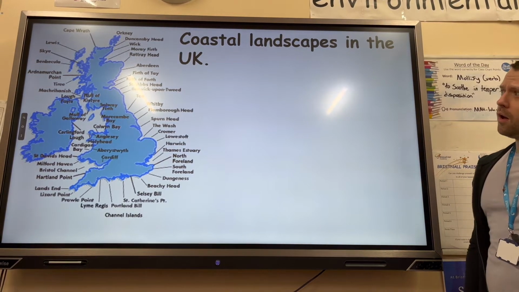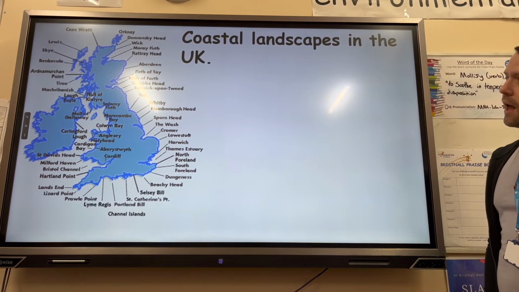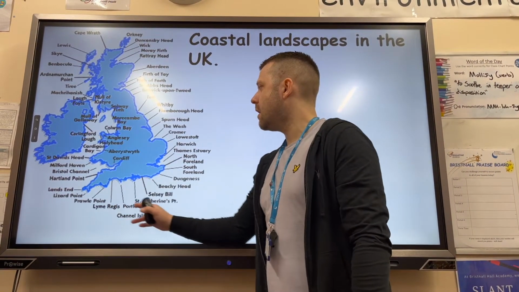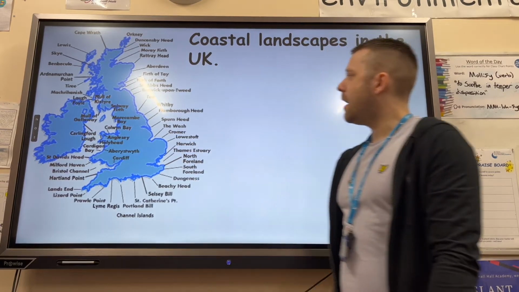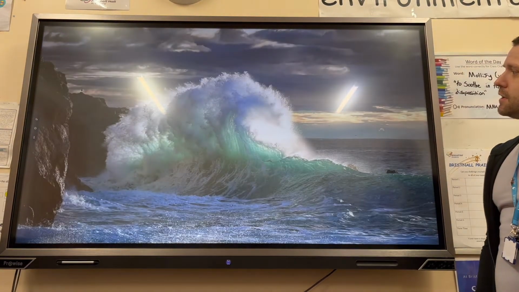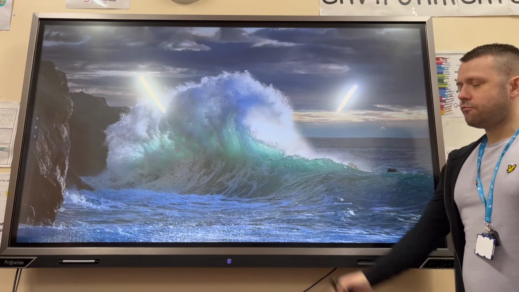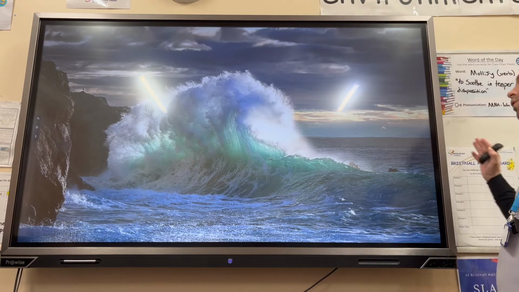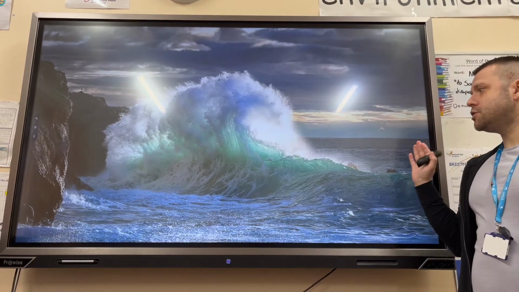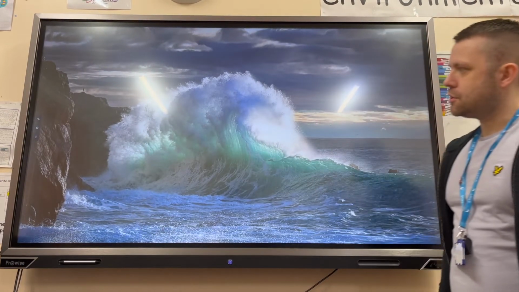The final part of this topic, we're going to be looking at coastal landscapes in the UK. If we have a look at the map here, we can see many key coastal towns and key coastal features around the United Kingdom. The United Kingdom coastline is shaped generally by waves. Waves are formed when wind blows over the surface of the sea, and the energy from the wind is transferred to the water, and then the waves crash onto the beach.